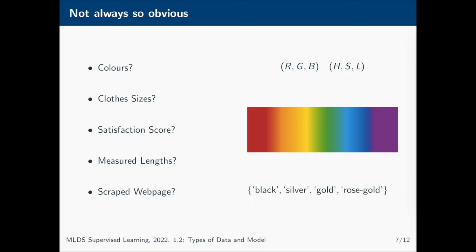How about some other types of data? Can you see how clothes sizes, a satisfaction score, a measured length, or a scraped web page could be considered as either a continuous or a discrete type of data? Have a think about it.